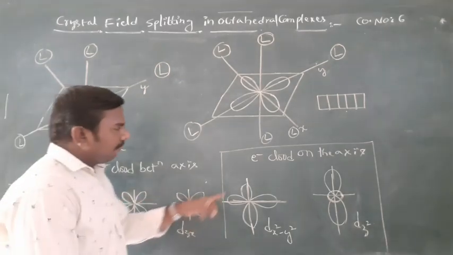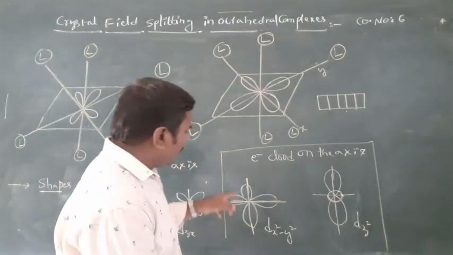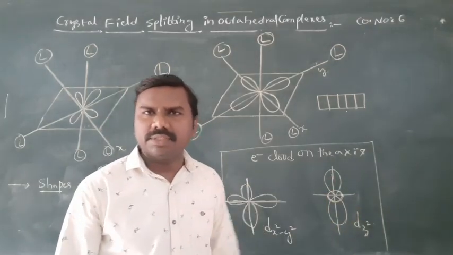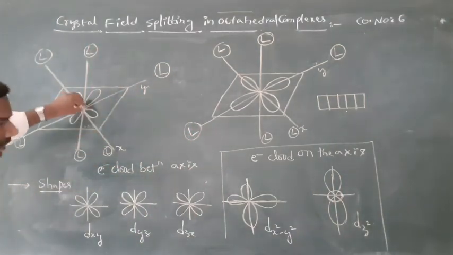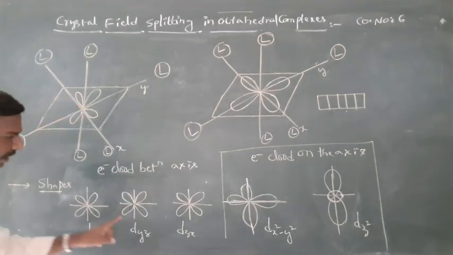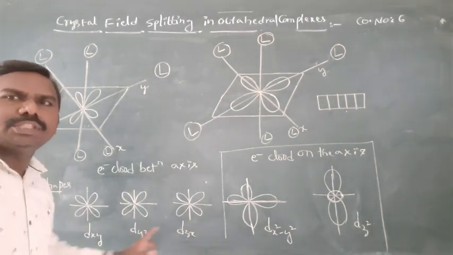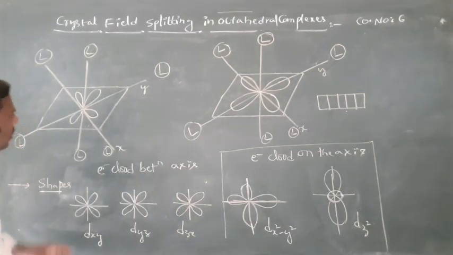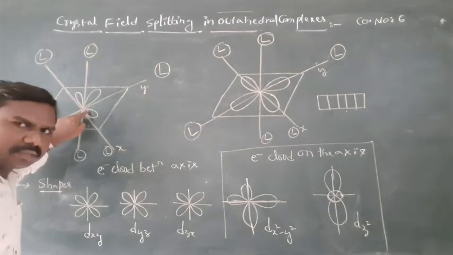Clear? But in dx square minus y square and dz square, the electron cloud is on the axis. Clear it is, first of all? Now, this is an octahedral shape. This is the central metal atom. For the central metal atom, dxy, yz or zx, any orbital you can take, because these three have the same shape. The electron cloud is between the axis. So inside the metal atom, orbitals are there.